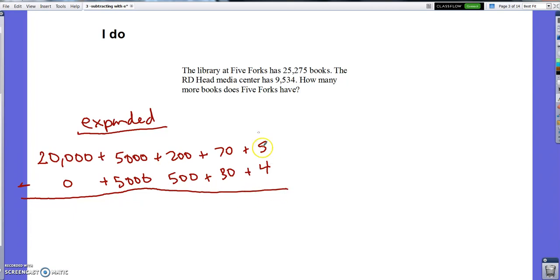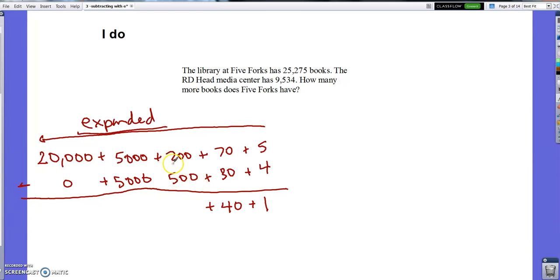So same thing. When I subtract, just like when I add, I'm going to work from my ones up to my 10,000s. So 5 ones minus 4 ones would leave me with 1 one. 7 tens minus 3 tens would leave me with 4 tens. Nothing too bad so far. But over here I have an issue I can't deal with, right? When I run into my 200s minus my 500s, I can't do that. I can't take 500 from 200.